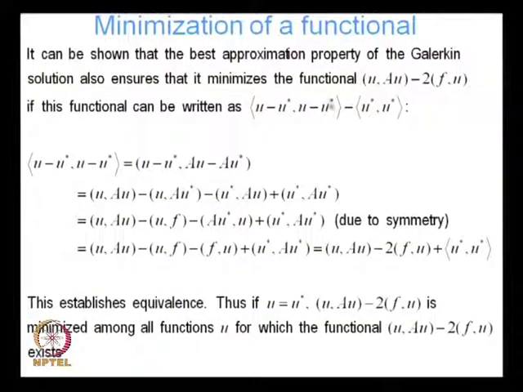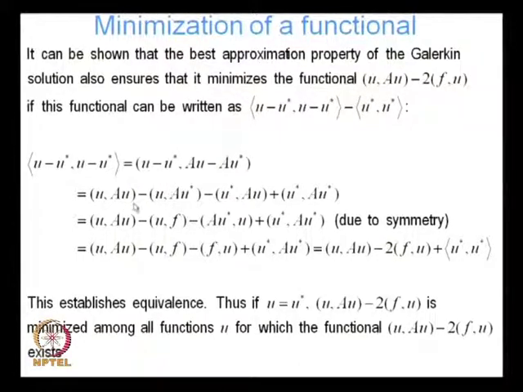Actually, it can be shown that this functional can be written like this: the inner product of u minus u star with u minus u star, minus the inner product of u star with itself. Why? Well, let us see how. The inner product of u minus u star with u minus u star, I can write as u minus u star, A u minus A u star, by definition of the inner product, right.